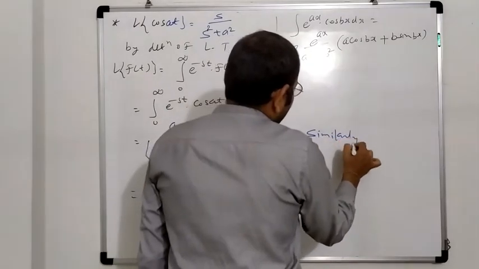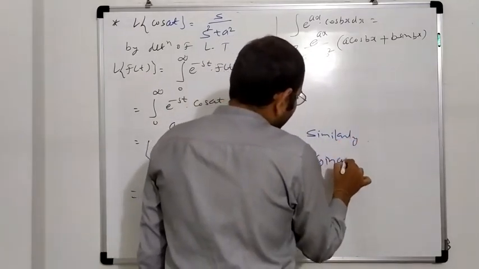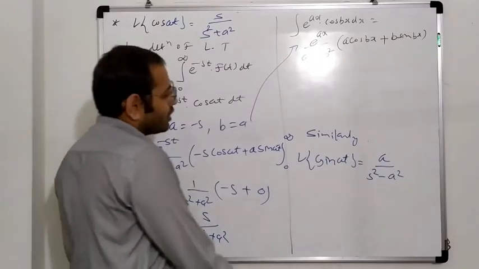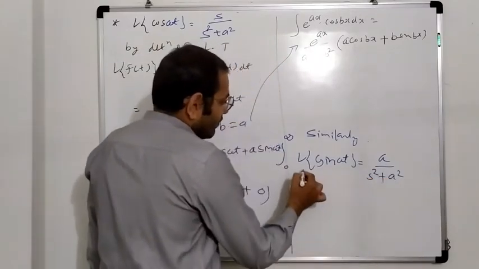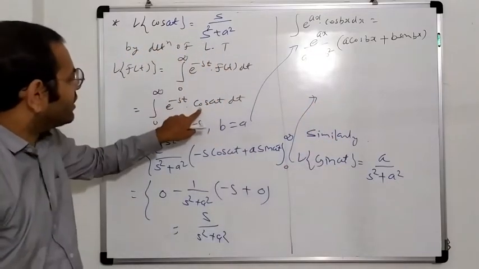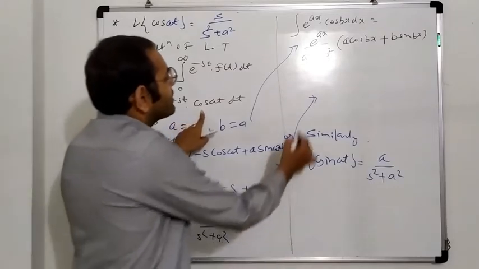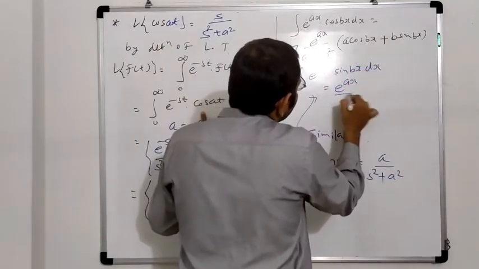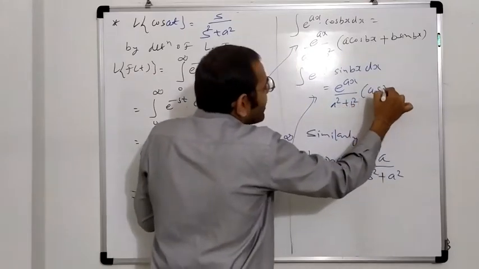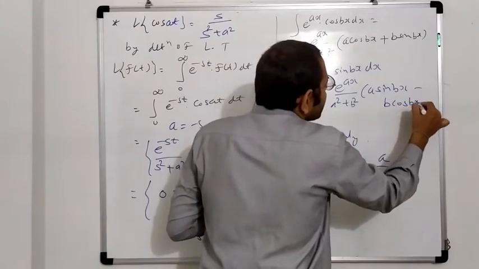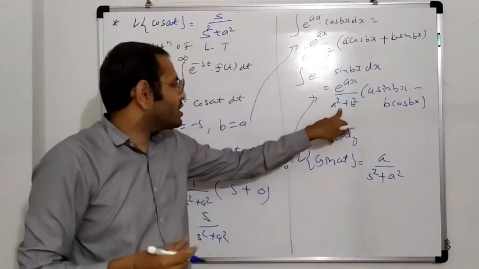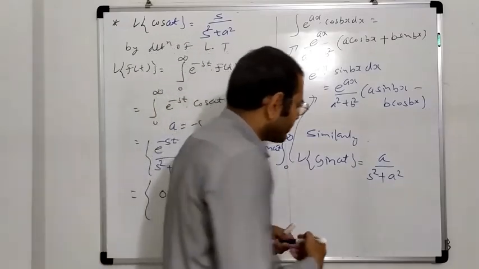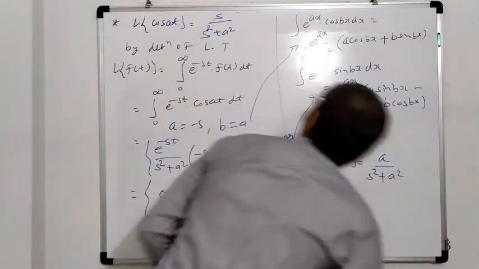Similarly, you can find Laplace of sin at equals a upon s square plus a square. For finding this, use a similar method, replacing cos with sin. We can use the formula for the integral of e raised to ax into sin bx dx, which is e raised to ax upon a square plus b square, times a sin bx minus b cos bx. We can use this formula and simplify the terms, and then we get this answer, where s is greater than mod a.